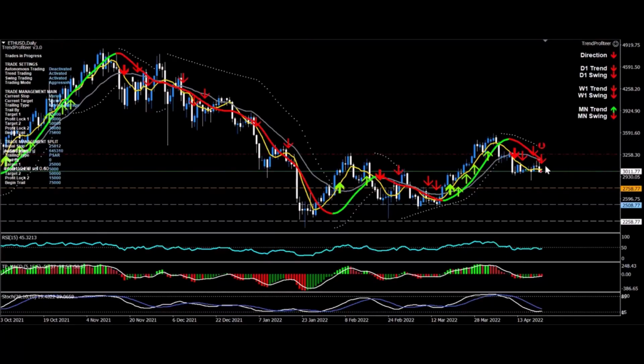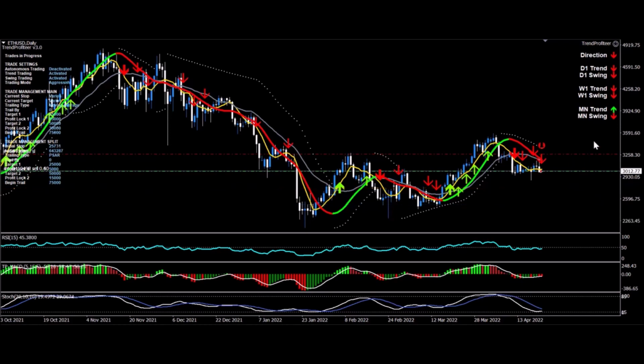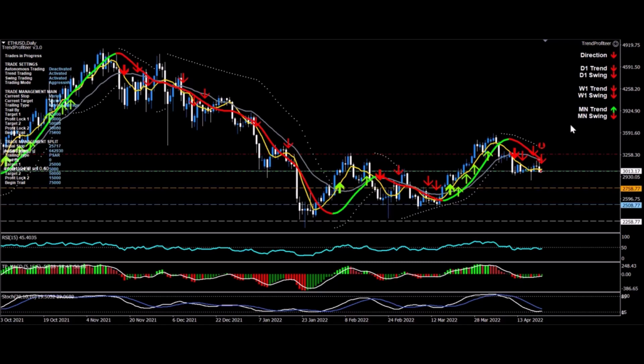I'm just about to take a trade on Ethereum, that's ETH-USD. There's been a couple of trade alerts already. I've chosen to take this one because price is under pressure. I've got my profit lock targets all set. My stop loss has been set. My targets have been set.